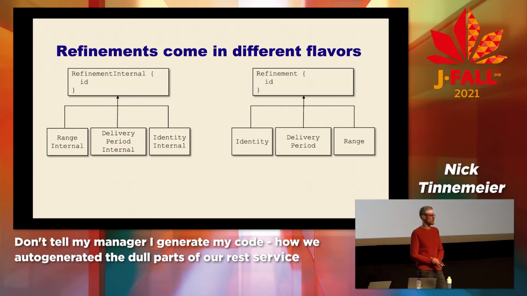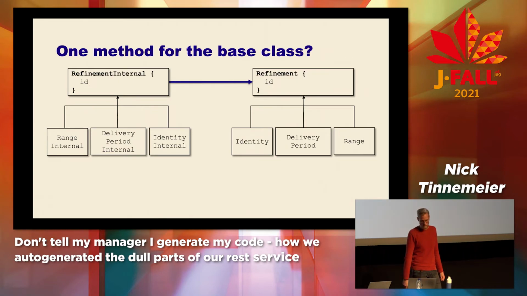And identity refinements are, let's say it like this, basically everything that's not a range or a delivery period refinement. And also here, the hierarchies are actually quite similar, looking at the source and the target we're mapping here. So now the question is, can we actually do with one method for the base class?